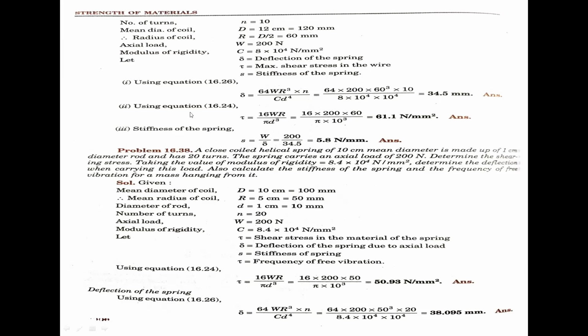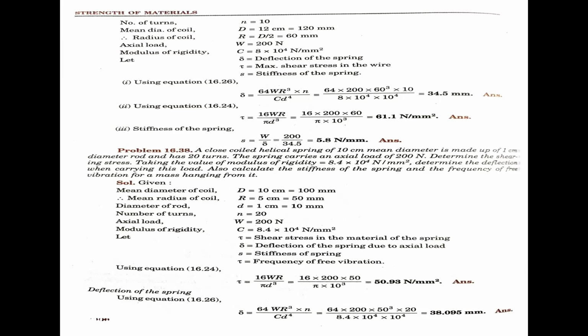Okay, now stiffness of spring is equal to load by deflection. Already calculated deflection. Load 200, deflection 34.5. Finally, stiffness of the spring is 5.8 Newton per mm. Okay, this is another example problem. We have to calculate three parameters: deflection, maximum shear stress, and stiffness of the spring.